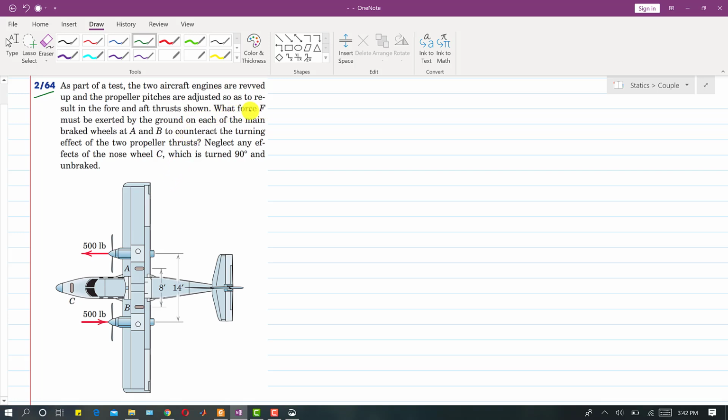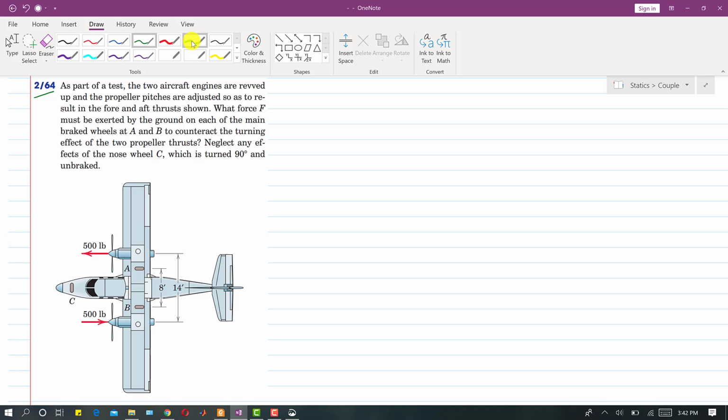So the problem says, what force F must be exerted by the ground on each of the main brake wheels at A and B to counteract the turning effect of the two propeller thrusts. So we need to find the force at these two tires A and B in order to cancel the couple produced by these two 500 pound forces, right? And then it says to neglect any effect of the nose wheel C, which is turned 90 degrees and unbraked, right?